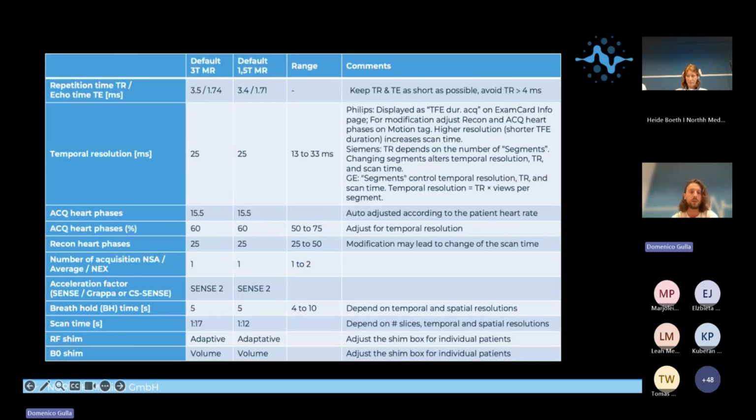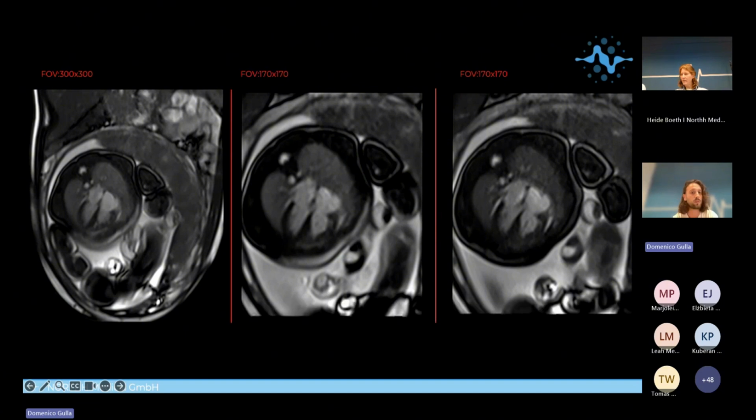It's just on the left side, a single sequence. Yeah, now we see. Okay, now you can see. Okay, perfect. It was a bit slow.